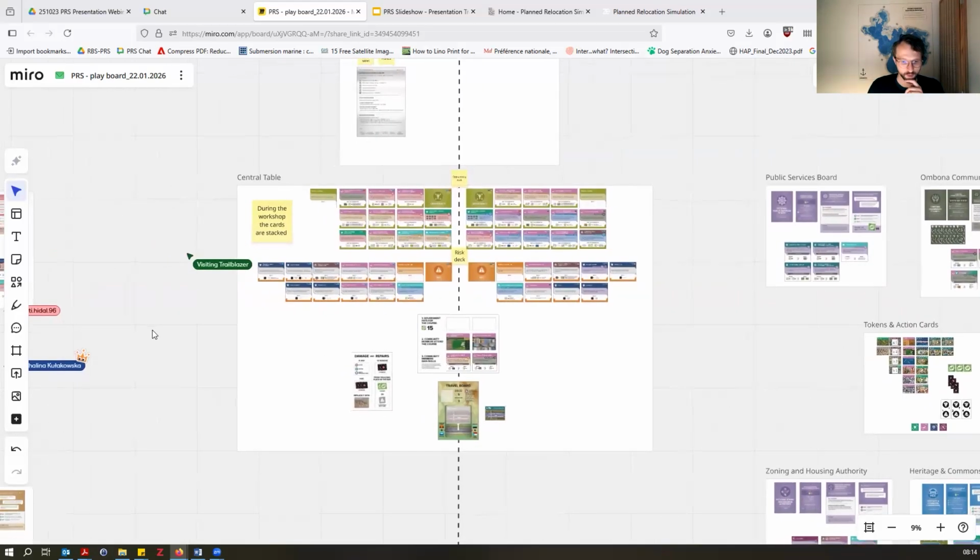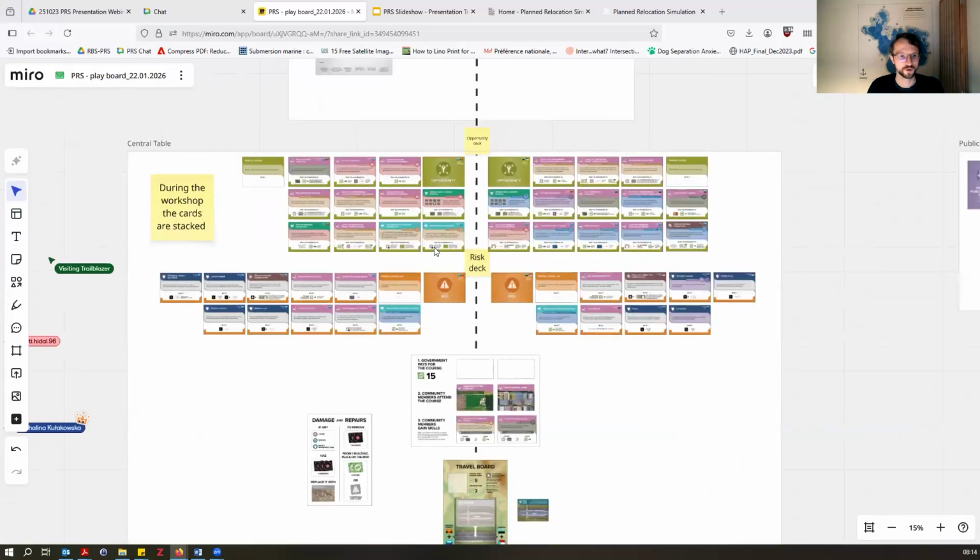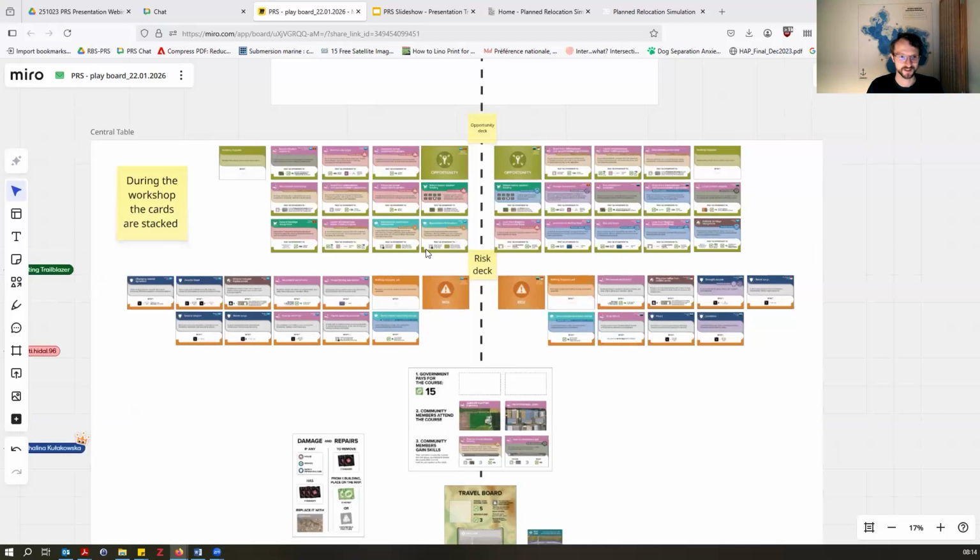From experience, people get quite involved in their conversation, so it's important that you assert yourself as a facilitator periodically at the end of a round, every 15 minutes or so, to make sure that these opportunities and risks are introduced into the game.